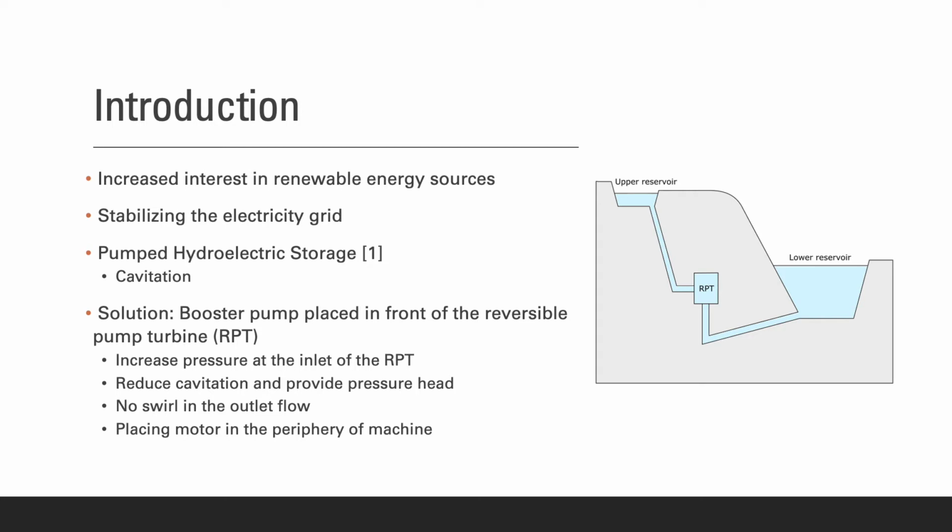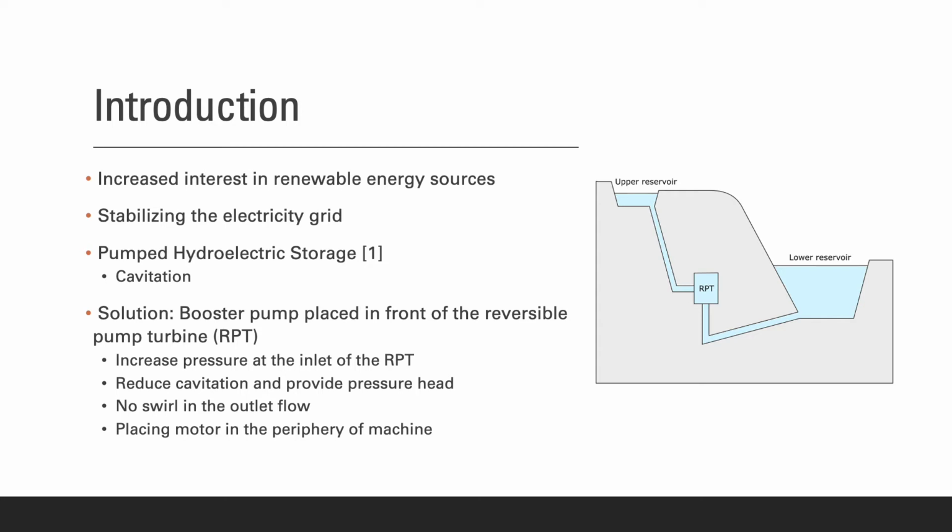This booster pump needs to accommodate for the needs of the RPT, meaning that the swirl of the outlet flow from the booster pump can be little or non-existent. This can be solved by using a contra-rotating axial pump as a booster pump due to the rear rotor cancelling out the swirl from the front rotor.